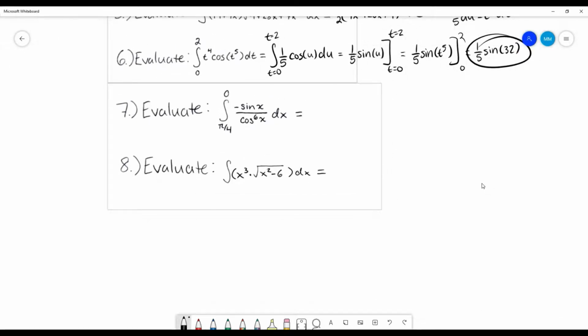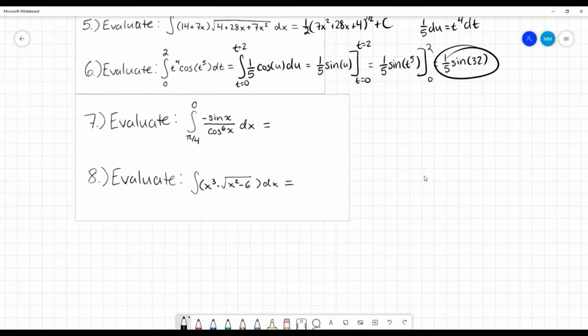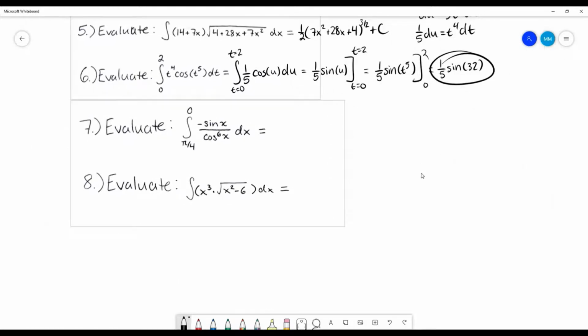Number 7 isn't too bad. Number 8, however, is particularly tricky. So forgive me if I stumble a little bit along the way with that one. But number 7, of course, comes first.